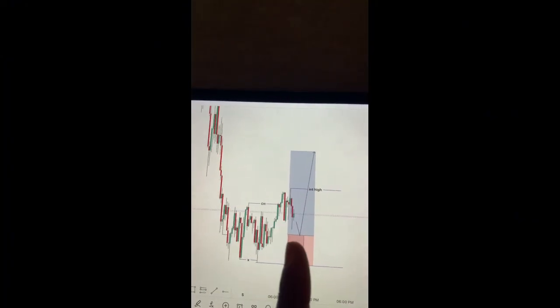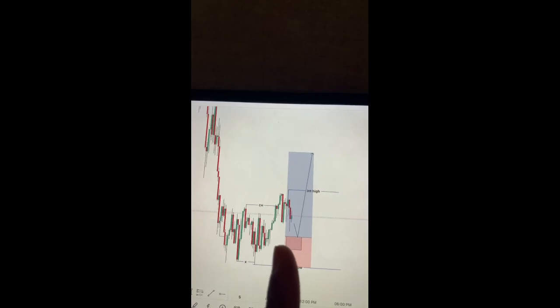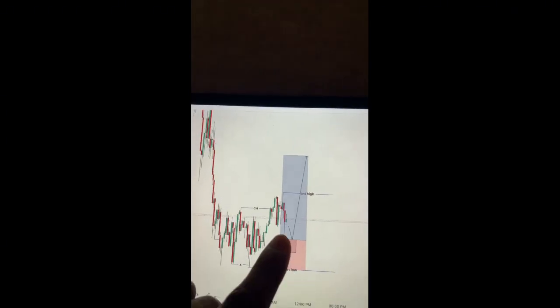Yeah, guys. So this is my analysis for today. I'm looking to buy. I'm waiting for price to just come to my zone. I've already mapped out my zone. So I'm just waiting for price to get to this place, give me confirmation, and then I'll buy.